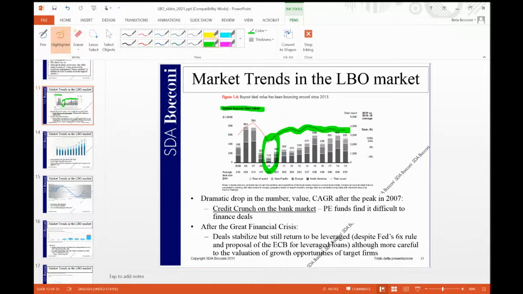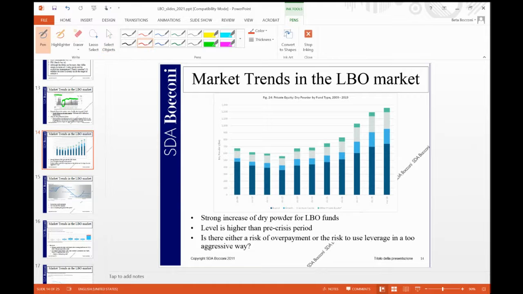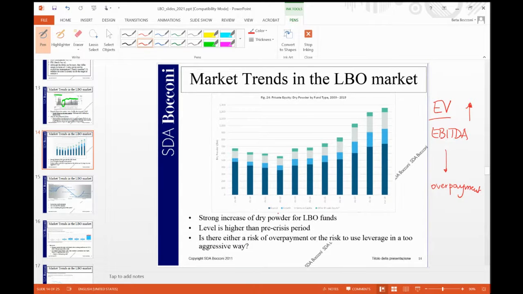We already said that, however, the market seems to be characterized by a little bit of exuberance in terms of enterprise value EBITDA. So we have seen that enterprise value EBITDA has increased, and probably this indicates the temptation to overpay. And the temptation to overpay is also reflected in the level of dry powder in LBOs. Look carefully. Dry powder, do you remember dry powder? It is the amount of committed capital not spent yet.